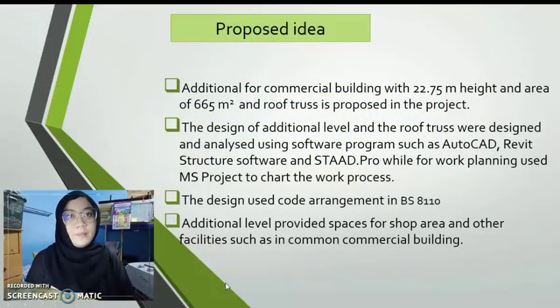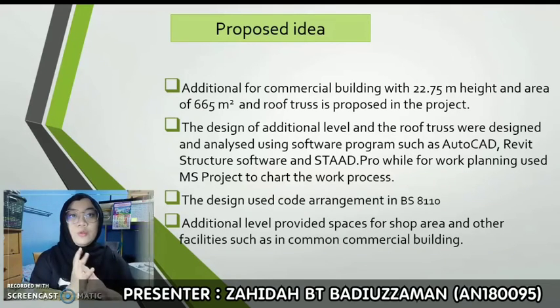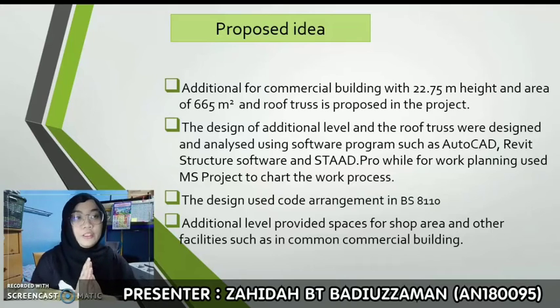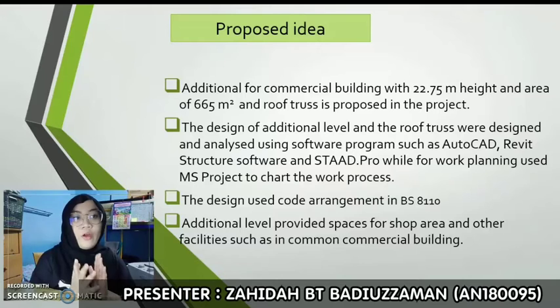Assalamualaikum, my name is Aida binti Badi Zaman, and today I will talk about the proposed area for the additional level for the commercial building with the 22.75mm height and the area of 665mm square with the roof truss designed in this project. The design of this additional level and the roof truss is done using the software AutoCAD, Revit structure software, and StaadPro. For the work planning, we also use MS Project to chart the work progress.